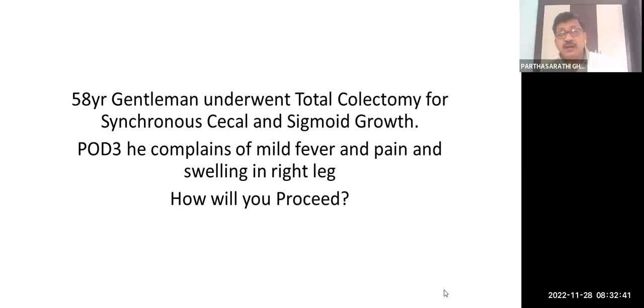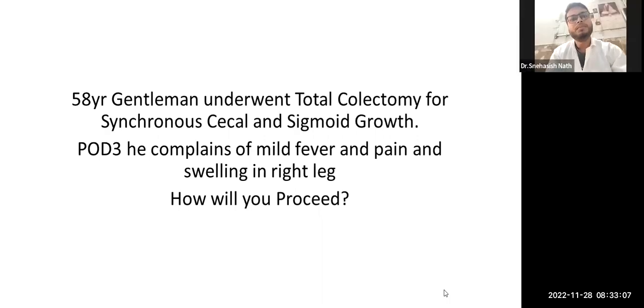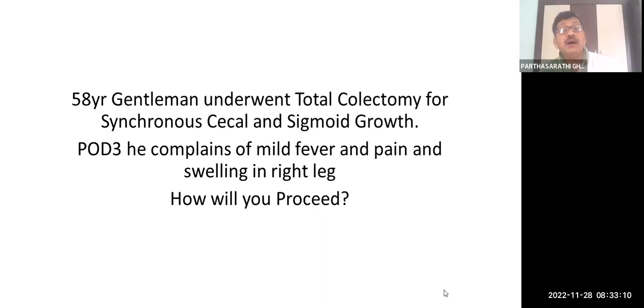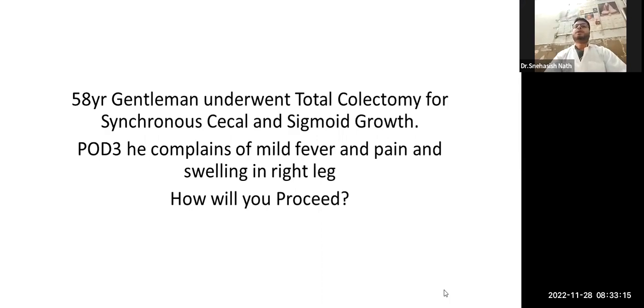Okay, sir. Right. Now think of a situation. While doing this surgery, when you enter the abdomen, you saw a growth in the cecum, a growth in the sigmoid colon, which has been addressed surgically, but at the same time you saw a big metastatic lesion in the liver, which you did not address at the time of surgery. Now, how do you want to modify your anticoagulant therapy in the post-operative period?